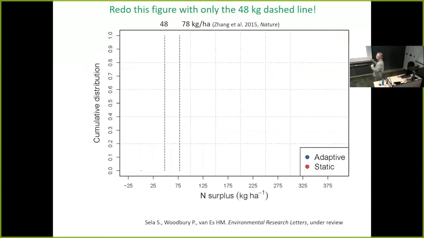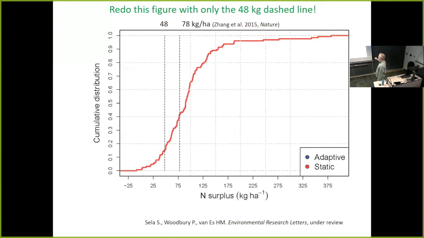So now we've taken this threshold and went back to the data and compared the treatments. Here is the 48 kilogram N surplus value. This is another value from the literature, 78 kilograms, from a paper by Zhang 2 or 3 years ago. It's a more relaxed N surplus upper limit. And this is what we found. This is the cumulative distribution of our experimental data. When you use a static approach, only about 15% of the time can you actually meet that target of 50 or 48 kilograms per hectare of N surplus. And if you use an adaptive approach, you are three times more likely to be within that region. It's close to 50% of the time you are within that limit.